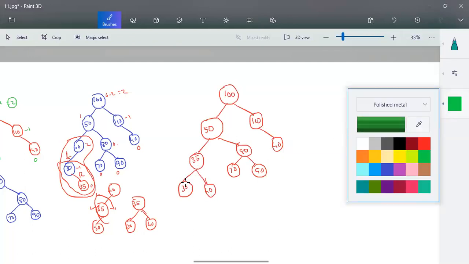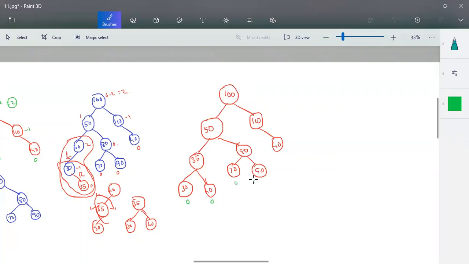Calculate the balance factor. Start from all the leaf nodes, balance factor is 0. And for 80, 1 minus 1, so it is 0. For 35 also 1 minus 1, 0. And for 50, the balance factor is, left side height is 2, right side height is 2. It is also 0. And for 110, no left side, only right side child is there, -1. And for 100, the height of left side is 3 and height of right side is 2. 3 minus 2 is 1. Got it? So all the balance factors lie as either 0 or 1 or -1.